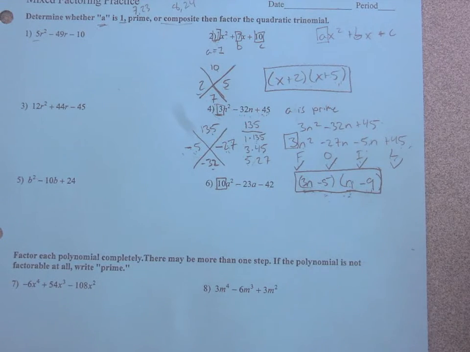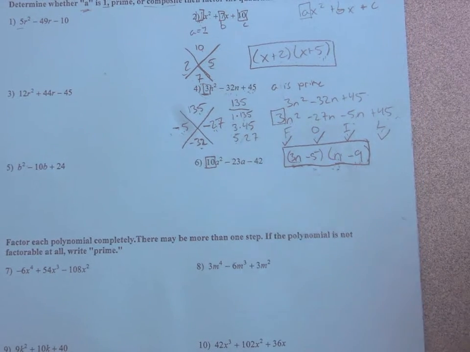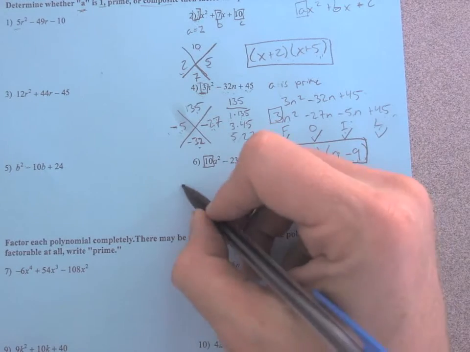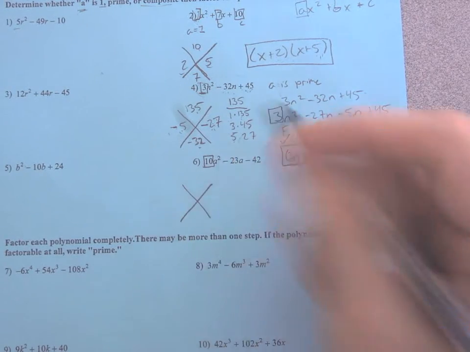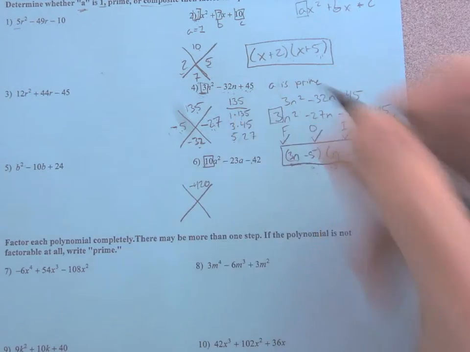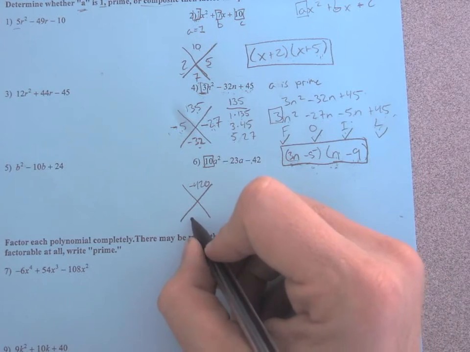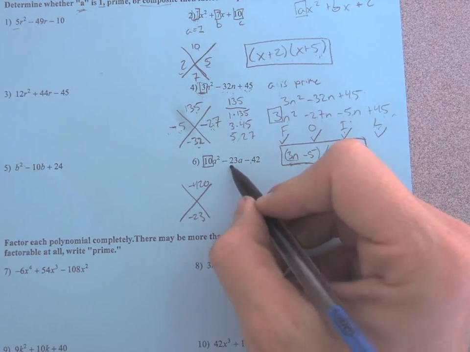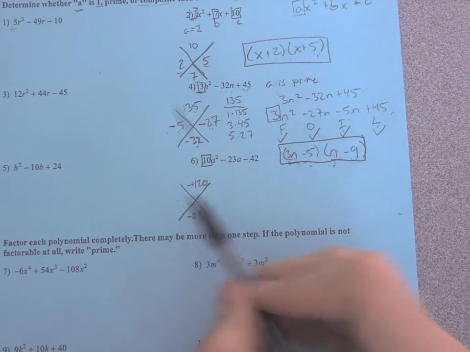All right. So what we're going to do is start by doing our box. Okay, and we're going to multiply 10 by negative 42. It's going to be negative 420. Okay, on the bottom, we're going to have negative 23. That's B. And then we're looking for these 2 magic numbers.